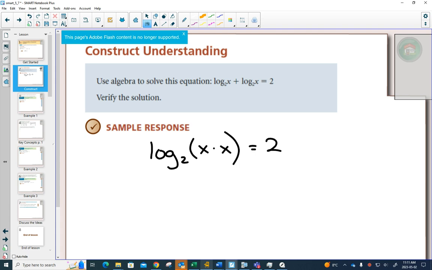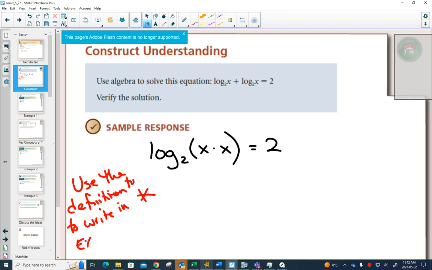Now, algebraically, what we're going to do next is something you've never done in solving algebra ever before in any question. And it's a little bit weird, because our next step is, I'm going to put a red star here, you are going to use the definition to write it in exponential form. So the definition says my base is 2, my exponent is 2, and the answer is x squared.